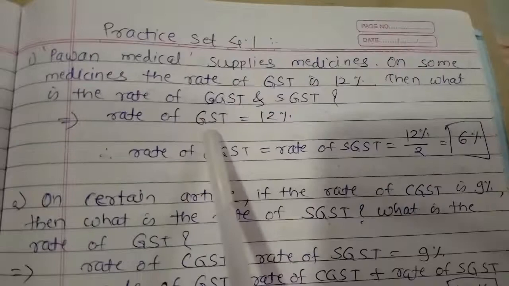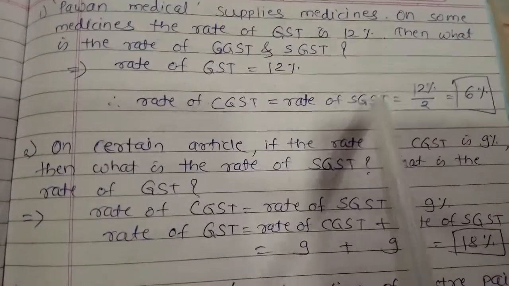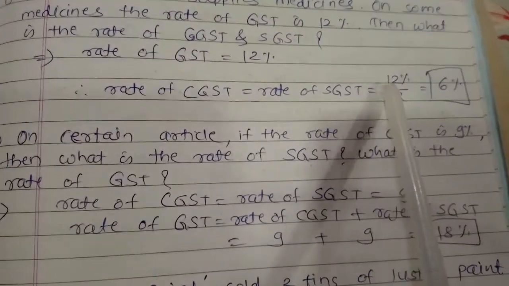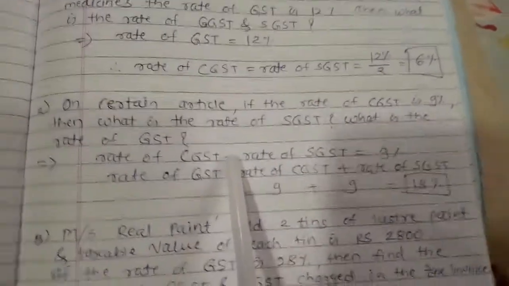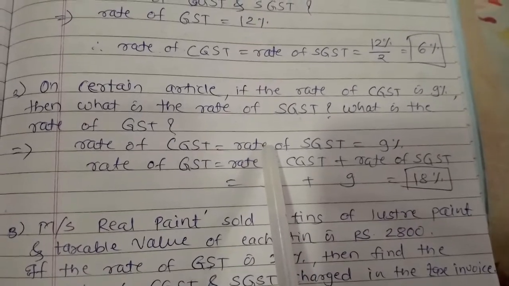So how to write this? Rate of GST 12%, so rate of CGST, दोनों सेम रहते हैं, CGST और SGST, is equal to half of GST, that is we have to divide this 12 by 2, so we will get the answer 6%.